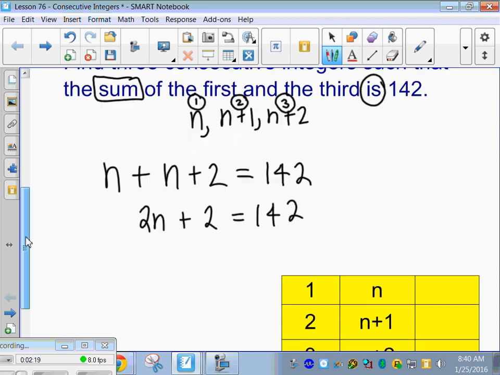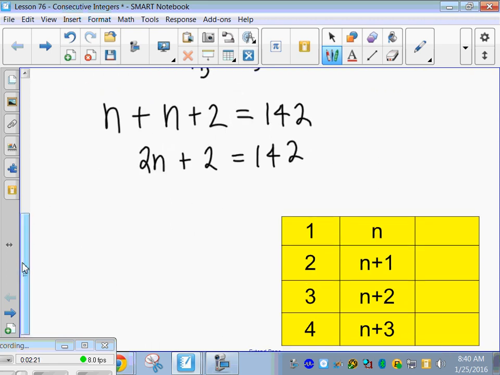Okay, Julia, what's the next step? Okay, subtract 2 from both sides. Good. So 2n equals 140. Caleb, what's the next step? Okay, divide by 2, so n equals 70. All right, a lot of people there just stop right here. This is a common error. That's not the whole answer, right?